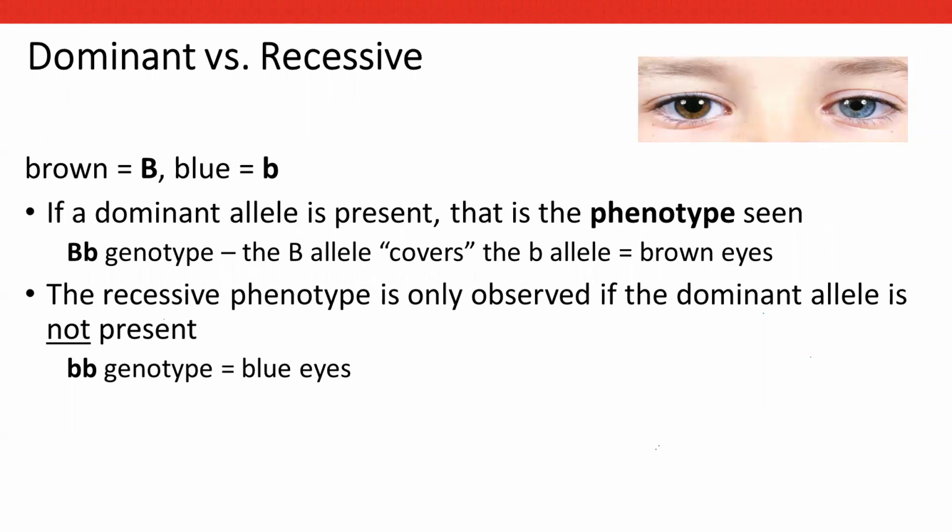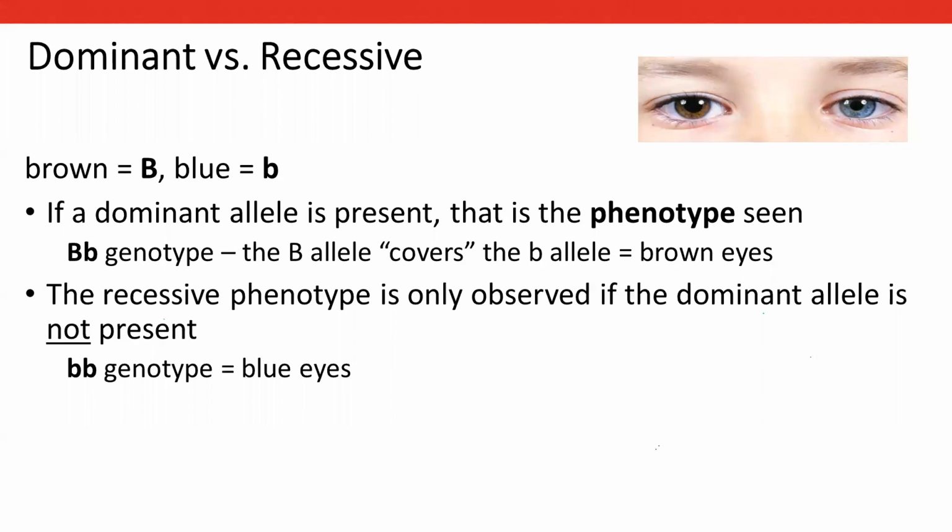So in our definition of dominance, if a dominant allele is present, that allele determines the phenotype or the characteristic that is seen. So if the genotype is big B, little b, that big B allele, because it's dominant, covers up that little b allele, and therefore the person has brown eyes. The recessive phenotype, or blue eyes, is only observed if that dominant allele is not present. So the only way you have blue eyes is if you have two little b alleles at that particular locus in the genome. So if you had a big B, you wouldn't have blue eyes, you would have brown eyes.